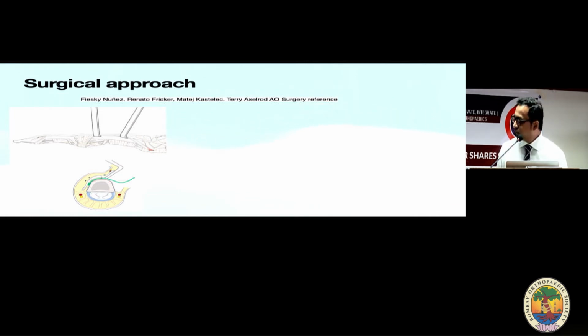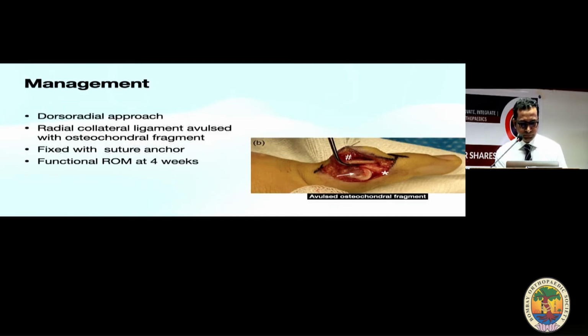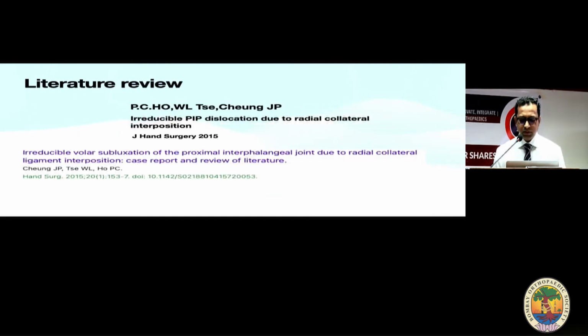This can be very useful for treating other phalanx fractures as well. So this is mid-axial, and you can put either micro anchors or whichever anchor is available, and fix the avulsed ligament. In the same case, a dorsoradial approach was used, and you can see it was avulsed from the head of the proximal phalanx and was fixed with a suture anchor, and full functional range was achieved at 4 weeks.